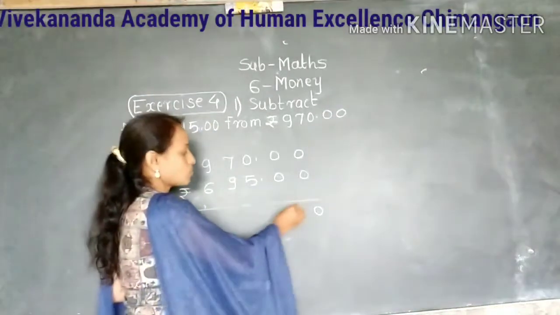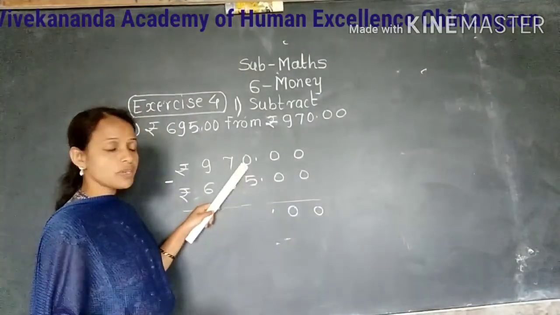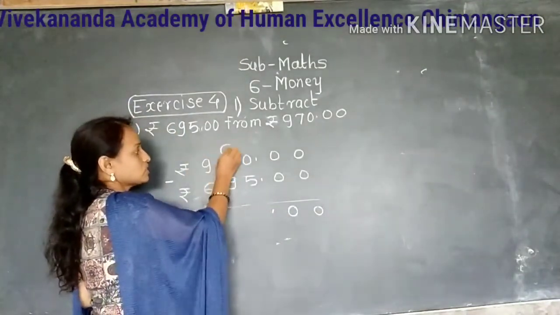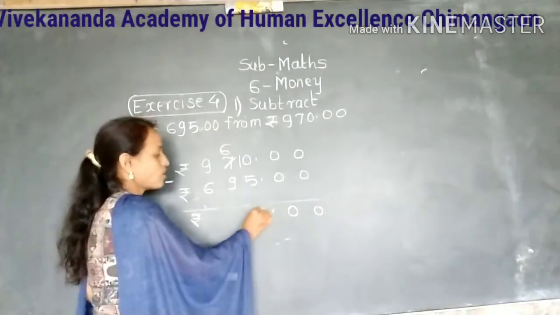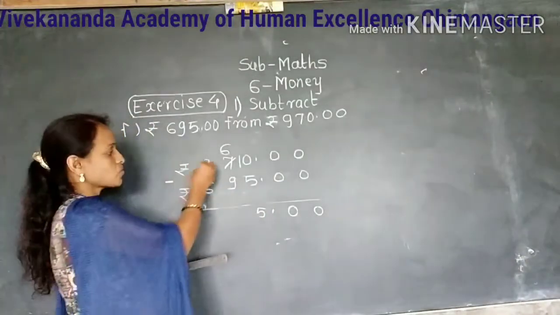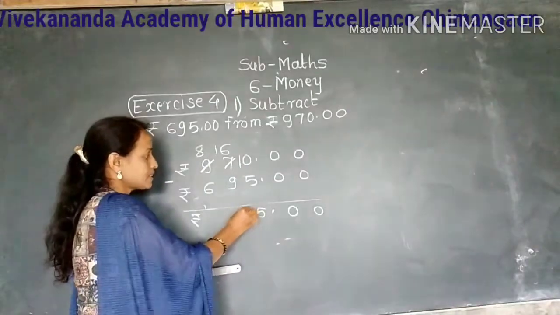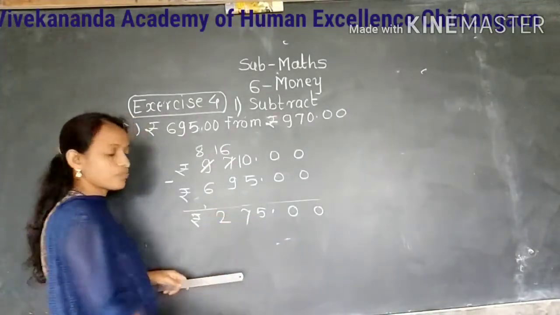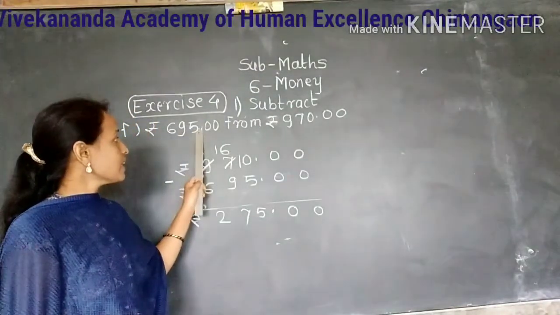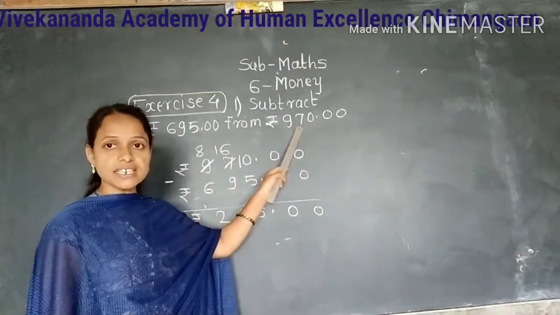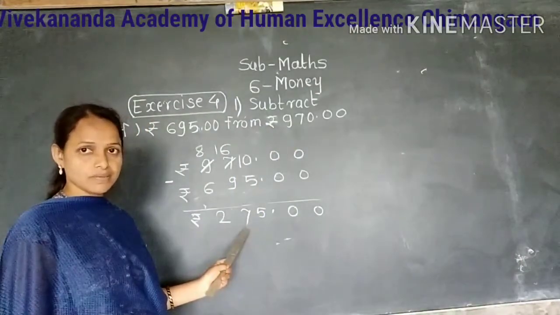0 minus 0, 0. Now, we cannot subtract 5 from 0, so we have to borrow 1. So here it becomes 10. 10 minus 5, 5. We cannot subtract 9 from 6, so we have to borrow. 16 minus 9, 7. And 8 minus 6, 2. In this way, by subtracting 690 rupees from 970 rupees, we get the answer 275 rupees.